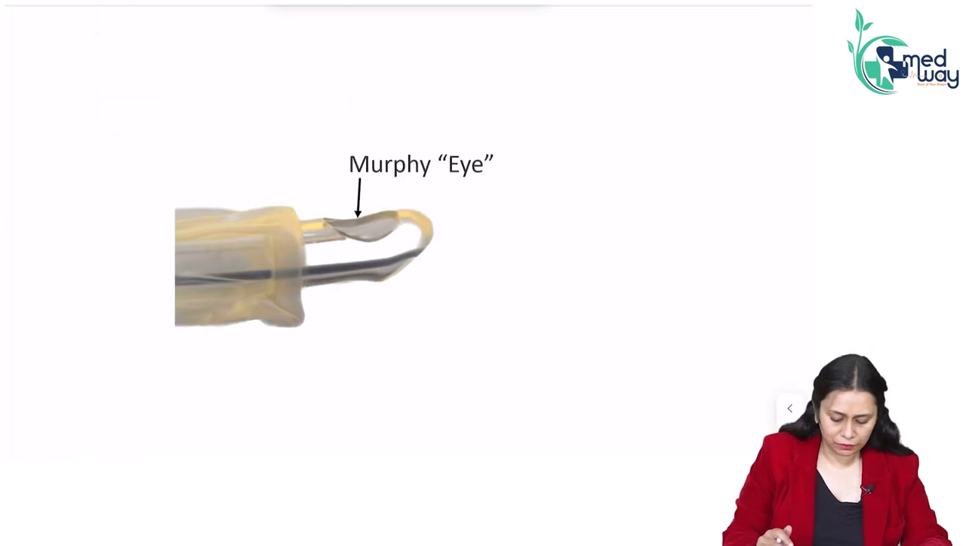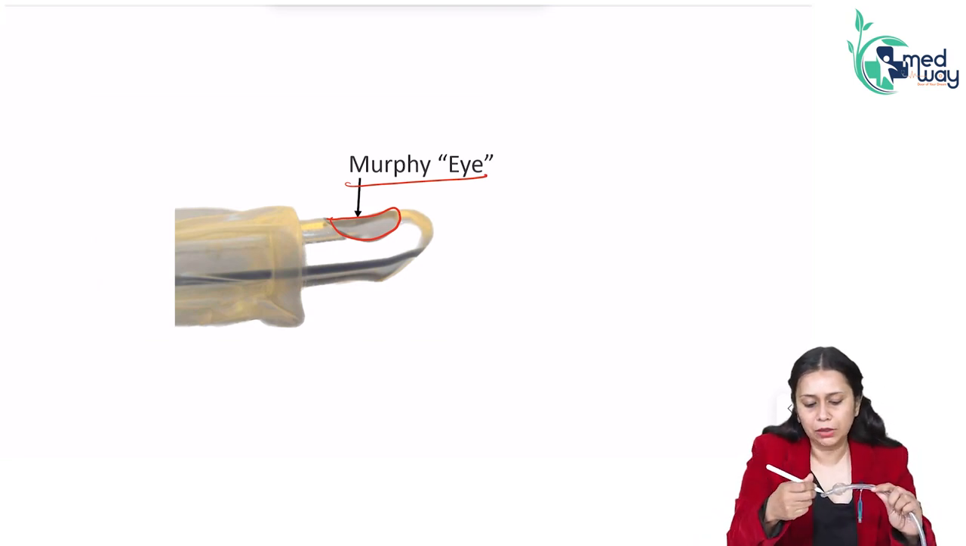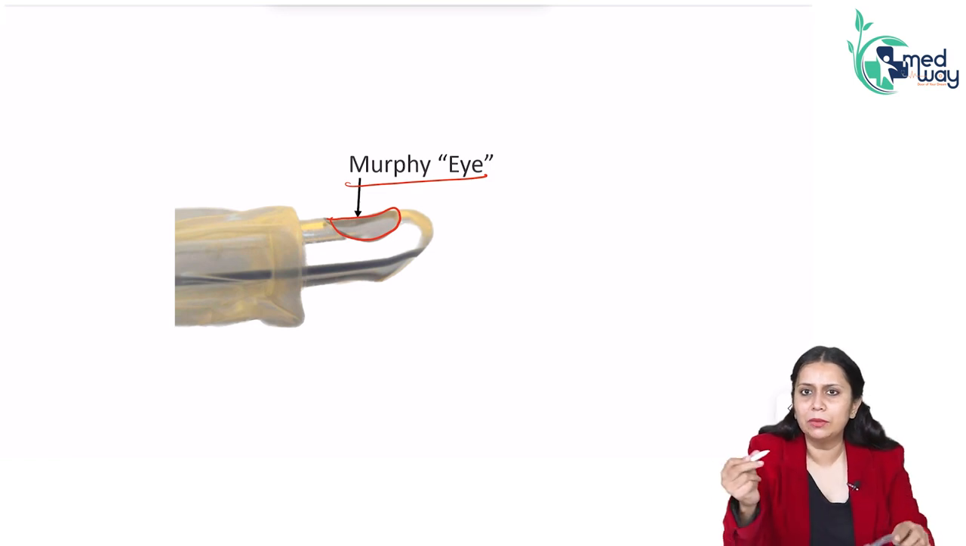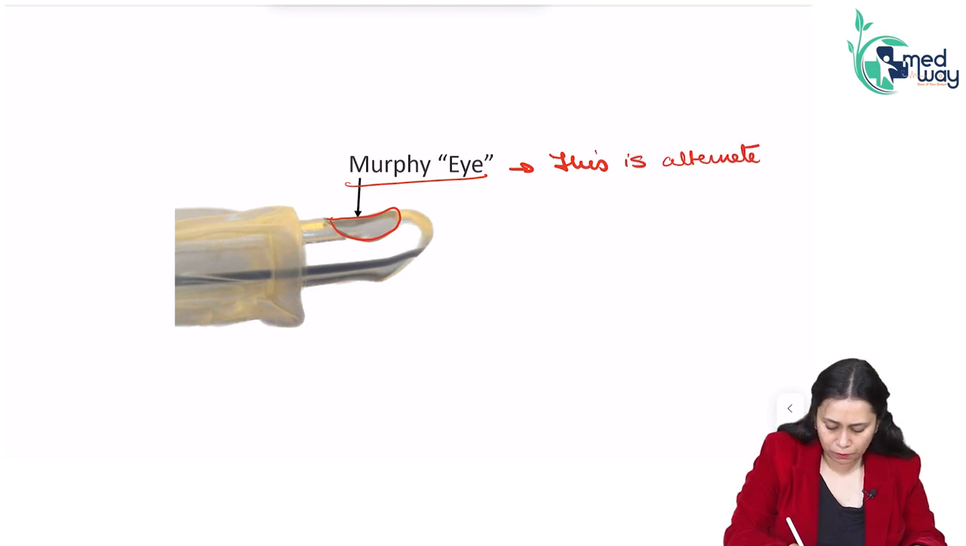After the bevel end, we have something called Murphy's eye in the wall of the tube. You can see this. We talked about Murphy's eye. Now this is an alternate opening. If the main opening gets obstructed, we can ventilate through Murphy's eye. So this is an alternate opening for ventilation, right?